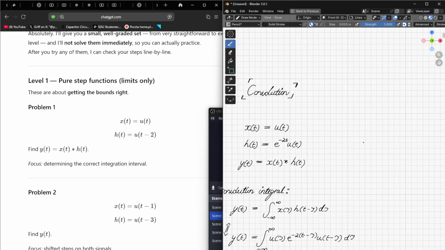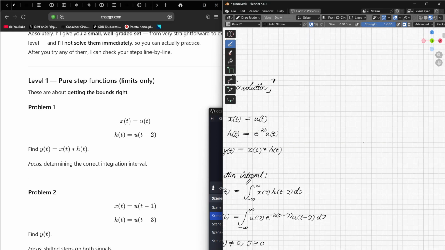So now we're going to carry on. So let's continue with problem 1 here. For problem 1, we have x of t equals u of t, h of t equals u of t minus 2.